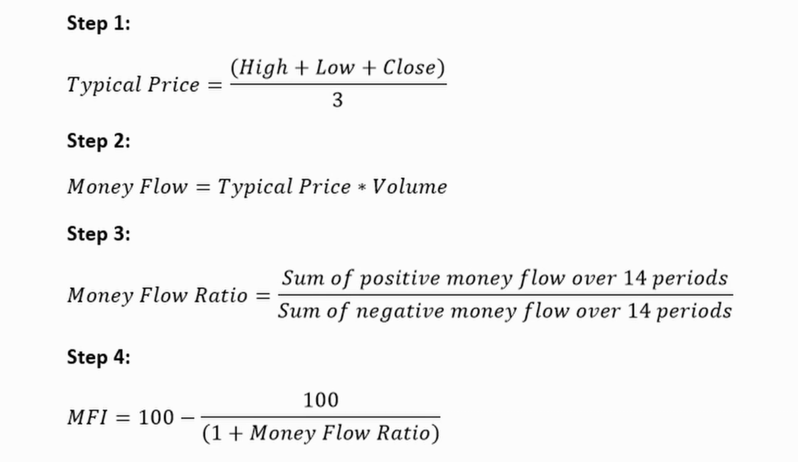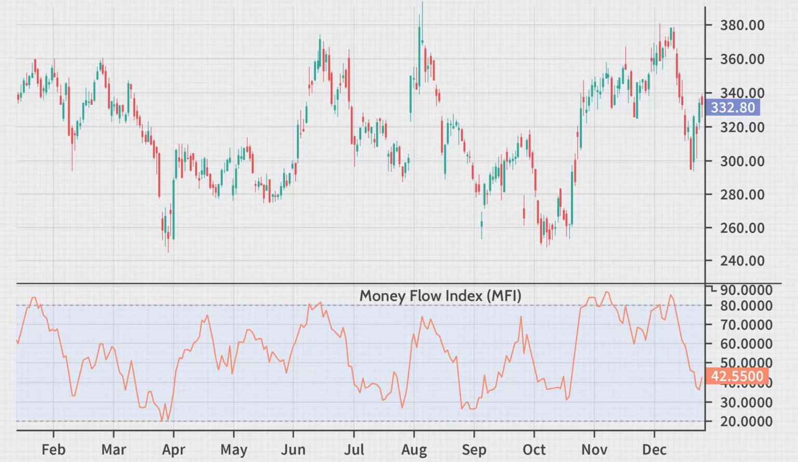Money flow ratio. Calculate the ratio of positive money flow to negative money flow over a specified period, usually 14 periods. The money flow index is calculated using the following formula. The money flow index oscillates between 0 and 100. Values above 80 are generally considered overbought, while values below 20 are considered oversold.